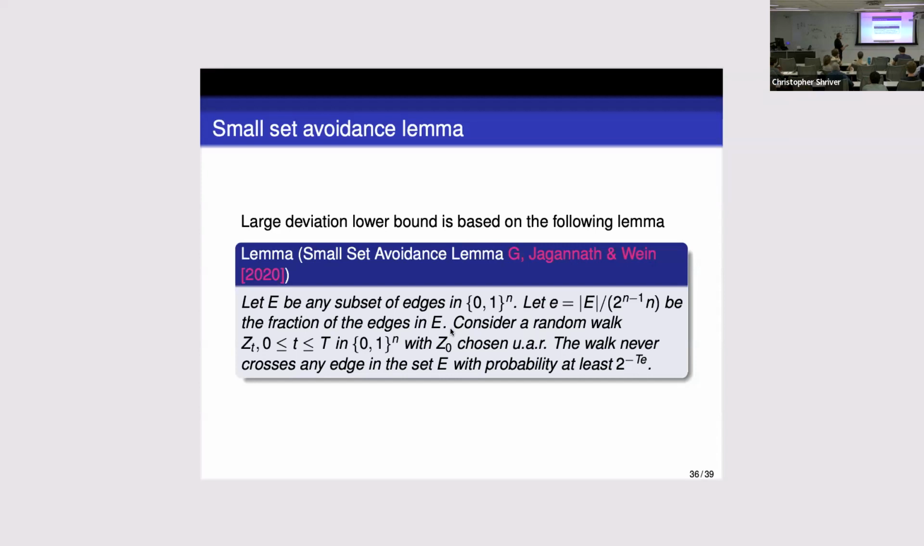Consider a random walk which is constructed as follows. The starting point is chosen uniformly at random, and you run this random walk for capital T steps. And you ask, what is the likelihood that my walk never crosses edges from the set E? That's a large deviation event. It turns out that the probability is at least 2 to the minus capital T times little e.